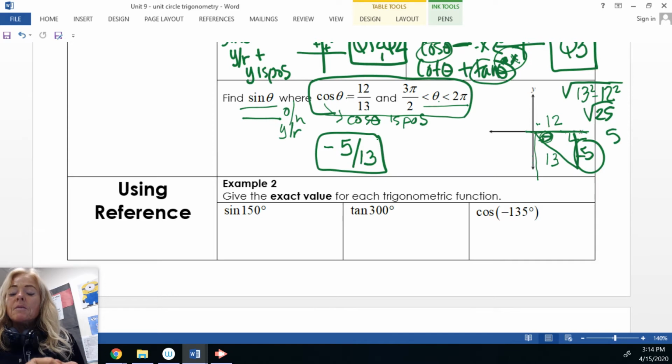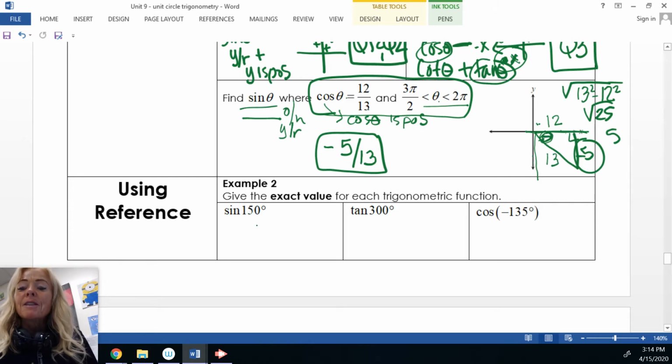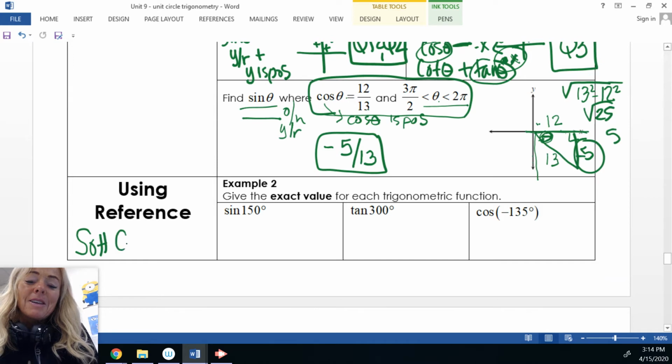All right, next one, example 2. Give the exact values for each trig function. Now, I'm going to show you how to do these my way, which I think is the best way. You have to memorize the very least of all the ways. So SOHCAHTOA is going to be really important here.